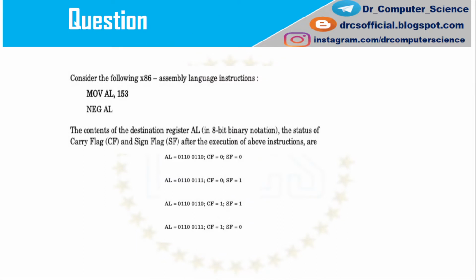Question. Consider the following x86 assembly language instruction: MOV AL, 153 and NEG AL. What is the content of the destination register AL in 8-bit binary notation? And what is the status of the carry flag and sign flag after the execution of the above instruction?